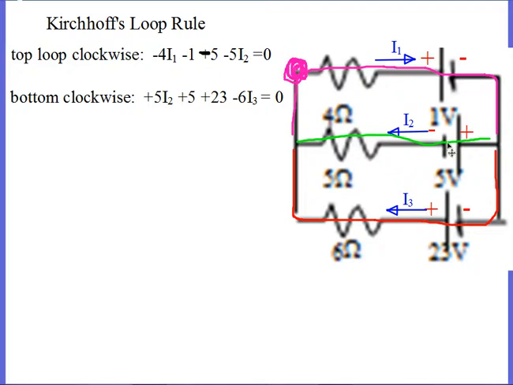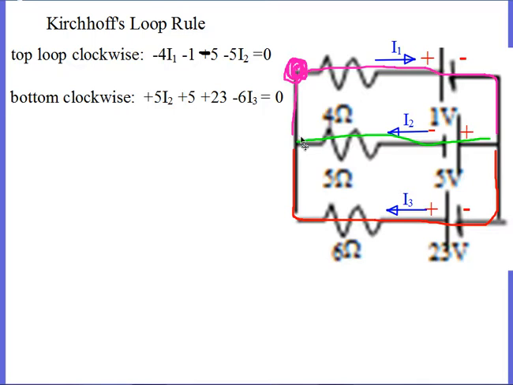And I go through this one from the low to the high side, negative to positive, so that will be a gain of 5 volts. Here it was 5 times I2. Then I go through this one from the low to the high, so that's a gain of 23 volts. And then I go through this one with the current, so that's a drop of 6 I3.